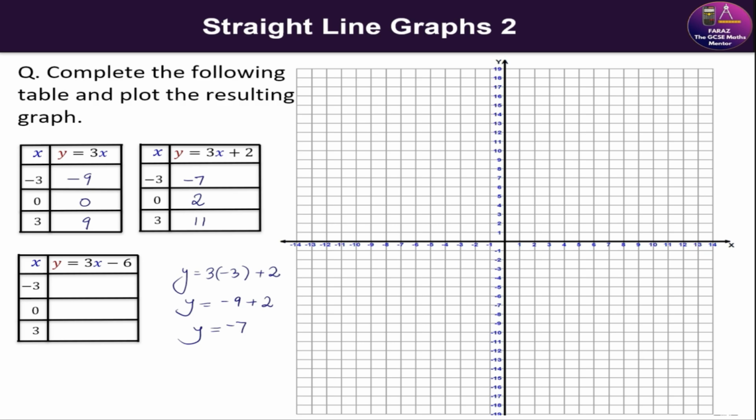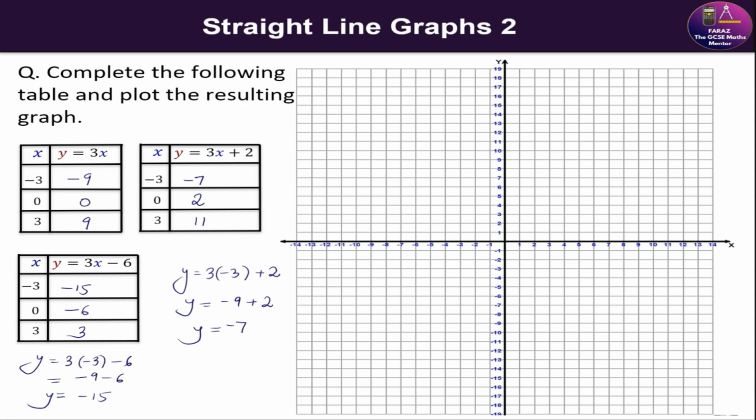Let's do the third one, 3x minus 6. So y equals 3 into negative 3 minus 6. 3 times minus 3, minus 9, minus 6. Two negative numbers always add with each other, negative 15. So therefore we have to put negative 15 there. In the second one, y equals 3 times 0, which means 0 minus 6. So that would be minus 6 there. And y equals 3 times 3, which is 9. 9 minus 6, that must be 3.